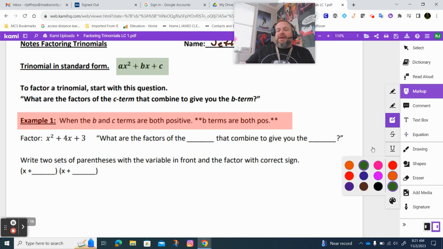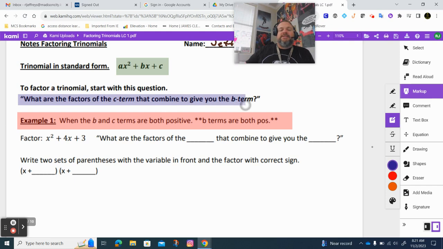Here is our magic question: what are the factors of the C term that will combine to give you the B term? You'll notice on all four of our examples, there are blanks.